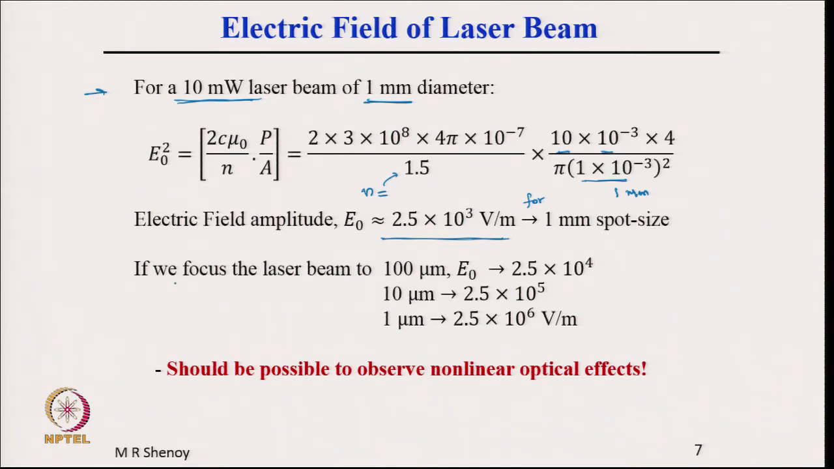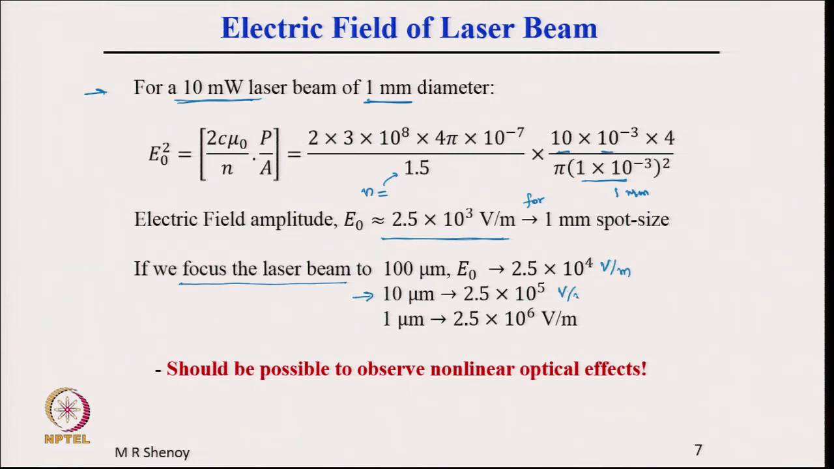If we focus the same laser beam to 100 micrometer size using a lens, then E 0 will become 10 times more, because E 0 square is inversely proportional to the square of the diameter. So, if you decrease the diameter, E 0 square will increase, or E 0 will increase inversely with the diameter, and therefore, E 0 becomes 10 times more. You reduce the diameter further by focusing, then the electric field will become 2.5 into 10 to the power of 5 volt per meter. So, all of these are volt per meter.